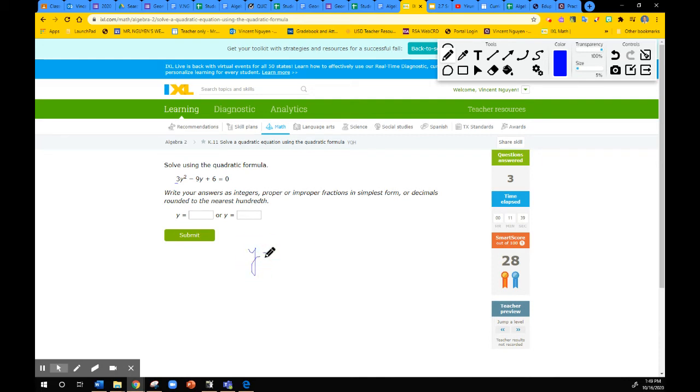Y equals negative b, which is negative 9, because 9 itself is b right here, over 2a, which is 2 times 3, plus or minus the square root of... the students in the hallway are really loud. I don't have my door closed. All right, so b squared, so make sure you get the parentheses there, negative 9 squared, minus 4 times a, which is 3, times c, which is 6, okay?